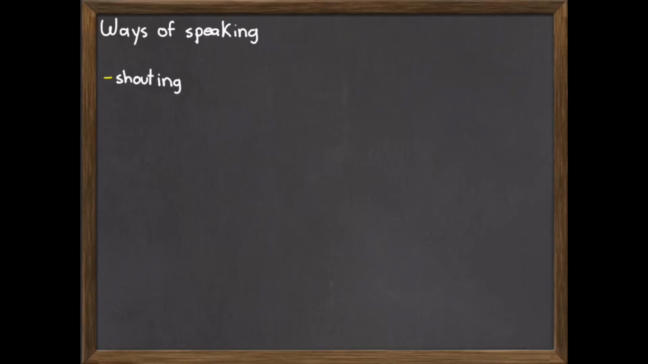You normally shout when you want somebody to hear you. You could be angry and you want people to listen to what you have to say. Shouting. So you speak very loudly. And the opposite of that would be whispering. You speak very quietly, like you don't want people to hear you. You don't want other people to hear you, so you whisper.